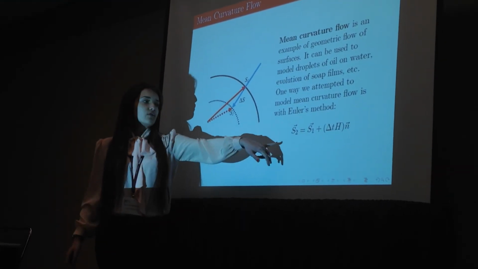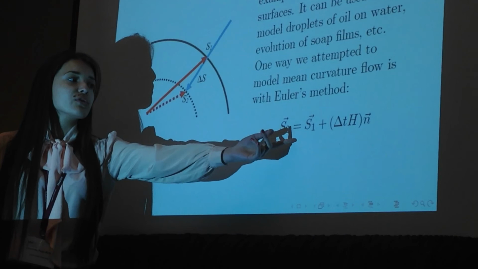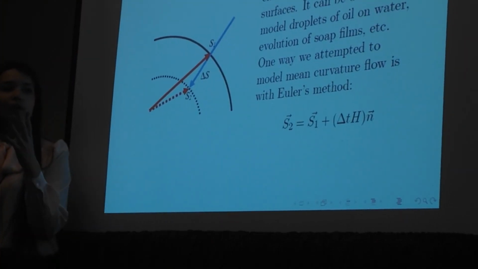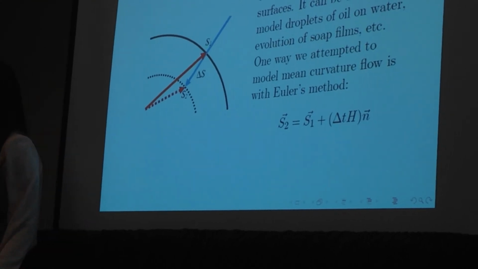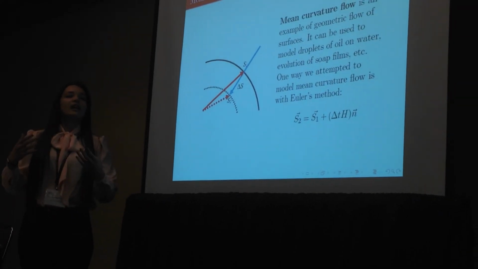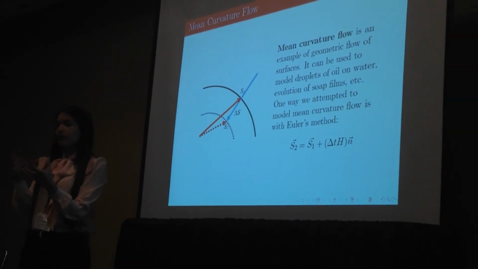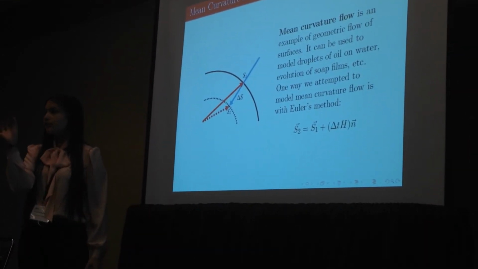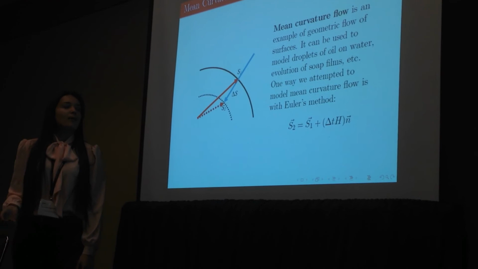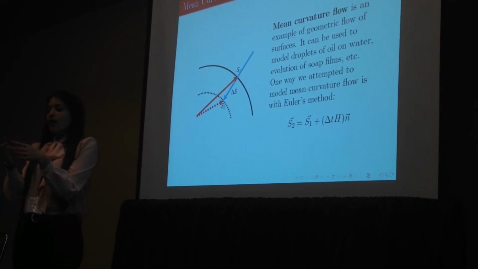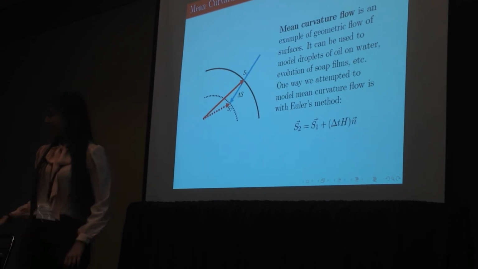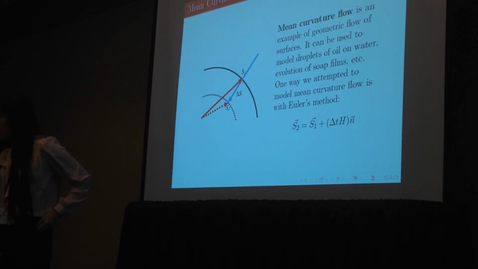So you have the new surface equals the old surface plus the change in the curvature with respect to time times the normal vector. So it should be, theoretically, if you were to have a sphere and you're going to do the mean curvature flow of that sphere, it should shrink to the center point. Or if you were to have a cylinder, it should shrink to its center vertex, or line.